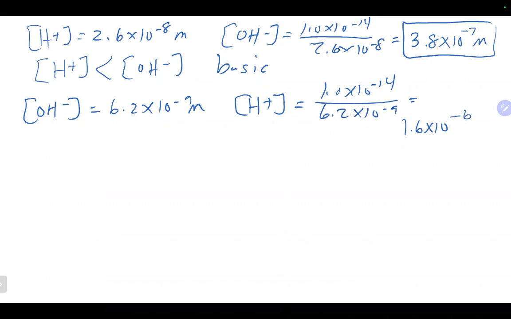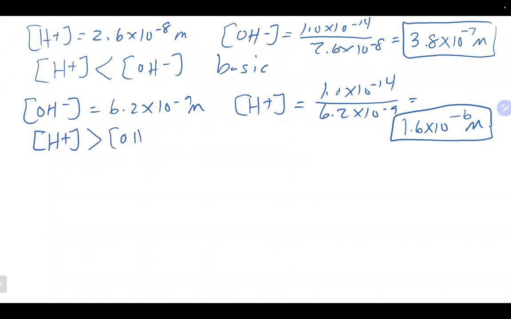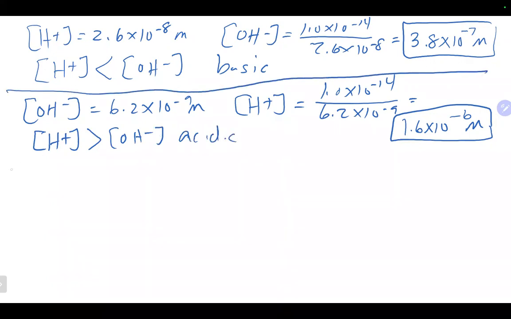1.6 times 10 to the -6 molar looks like a winner there. Any question on that calculation? Once again, your calculator may not give it to you in scientific notation, 0.0000, all that. In this case, comparing our concentrations, we once again see the H plus is actually larger than the OH minus, which means this would be acidic. Any question on that calculation there?